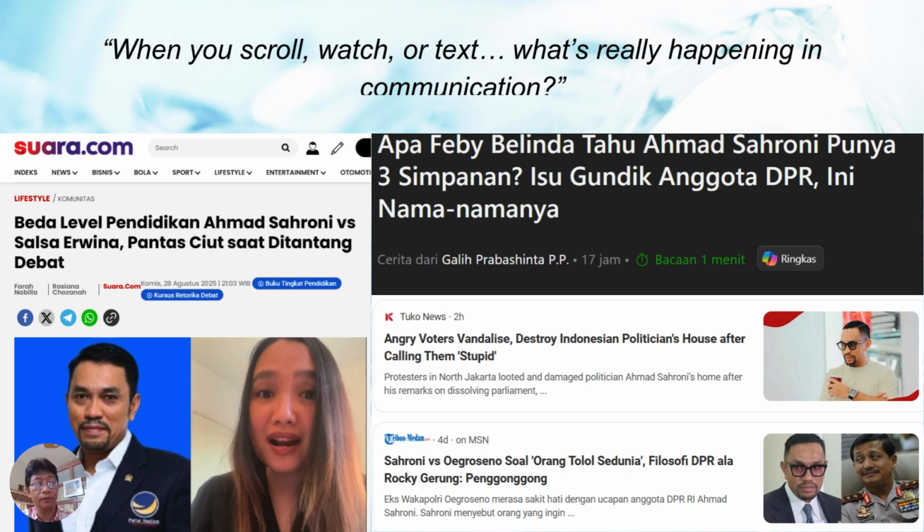Laswell's model, the Shannon Weaver model, and cultivation theory, as well as agenda setting theory. By the end, you will be able to not only describe these concepts, but also apply them to real examples from the media you use every day. So let's take a look at the pictures.